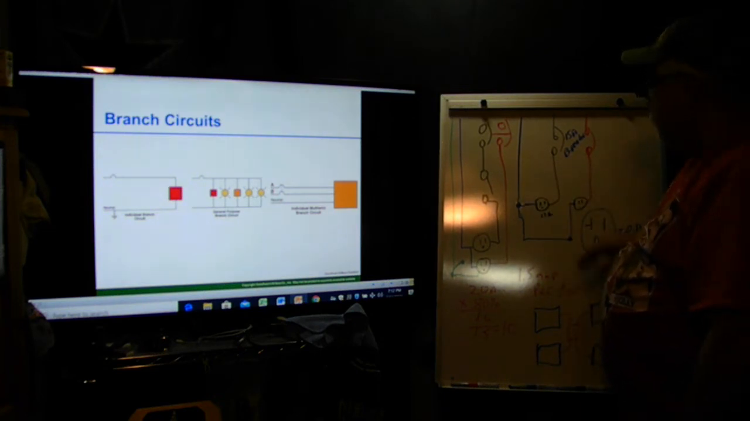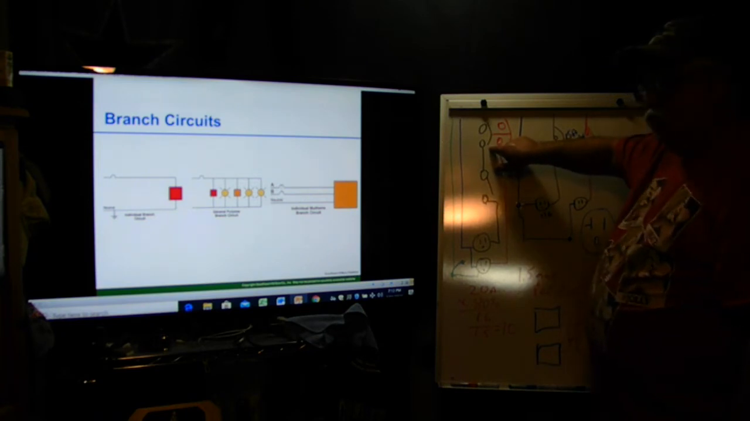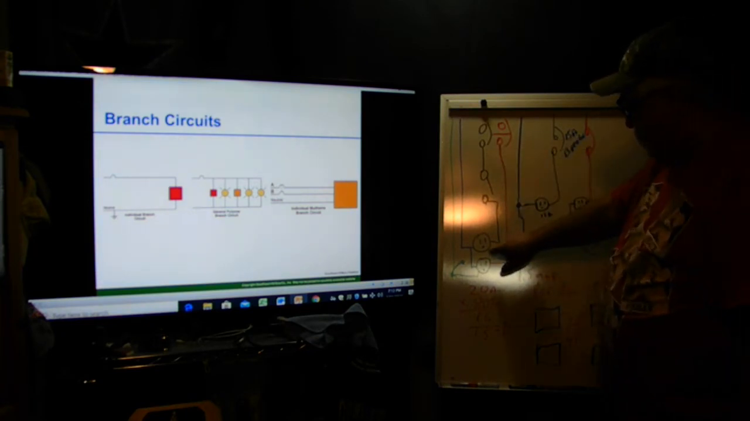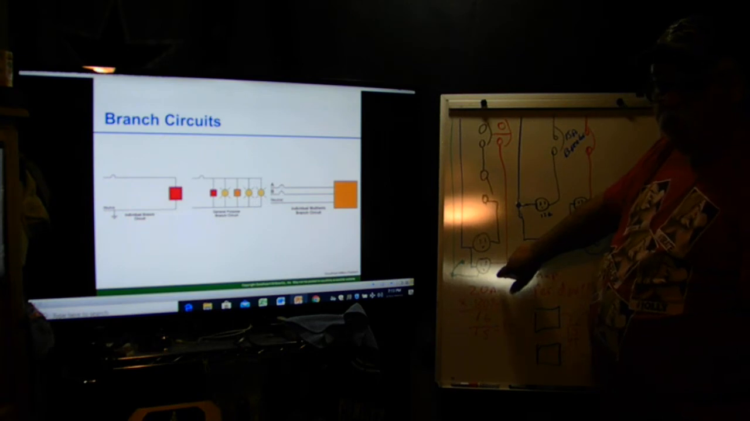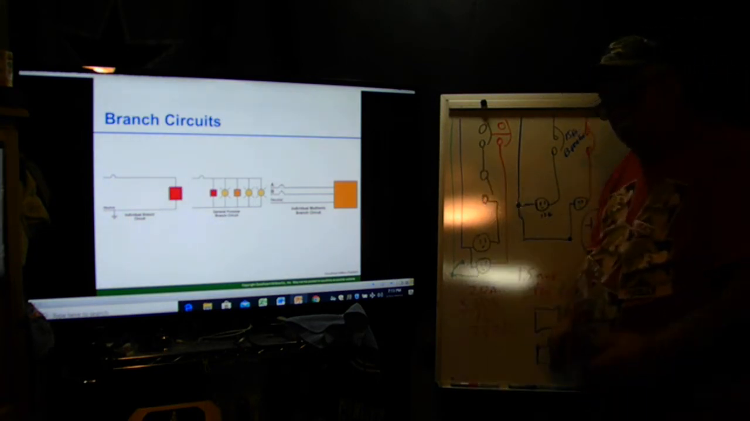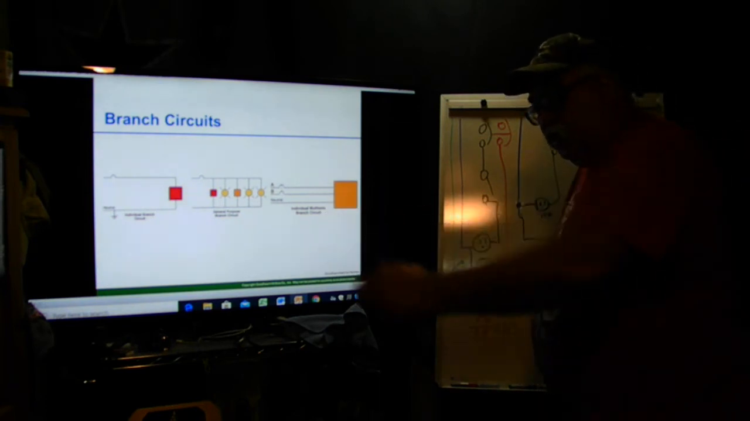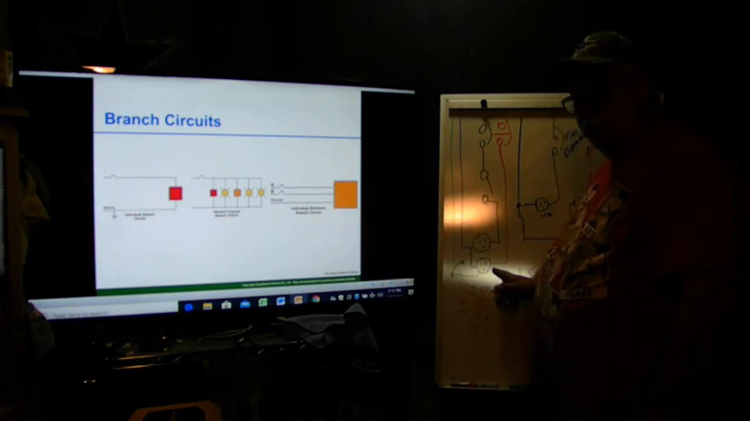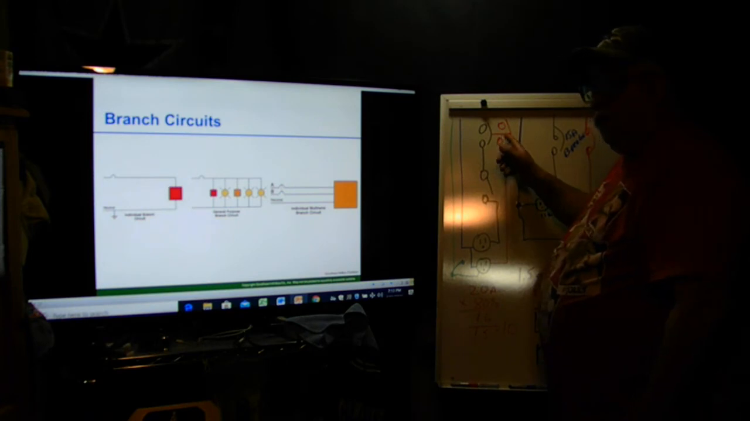Okay. Then here, this would have to be a two-pole breaker. Why? Because it's got a hot on the same receptacle. You don't want to go in there and turn one off, and then all of a sudden, oh, okay, power's off, and you reach in there and this one's still hot. That's why it's on a two-pole breaker.